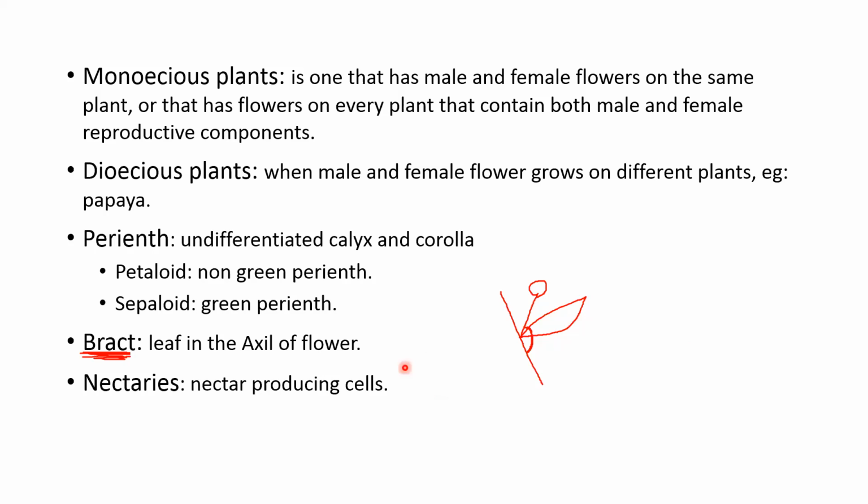Okay, suppose this is the branch of a plant, this is the pedicel of a flower, and this is the flower. This angle between the pedicel and the main branch of the plant is known as axil, and the leaf which is present in the axil of the flower is known as bract. And if you see bougainvillea flower, just a minute, I will show you bougainvillea flower.